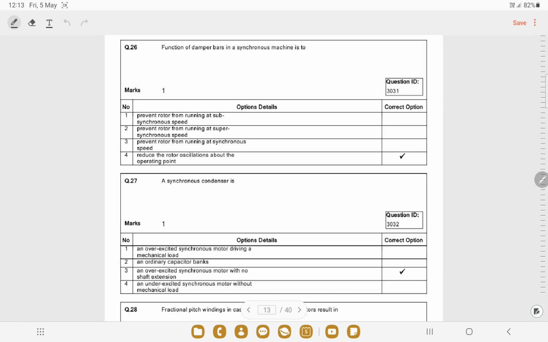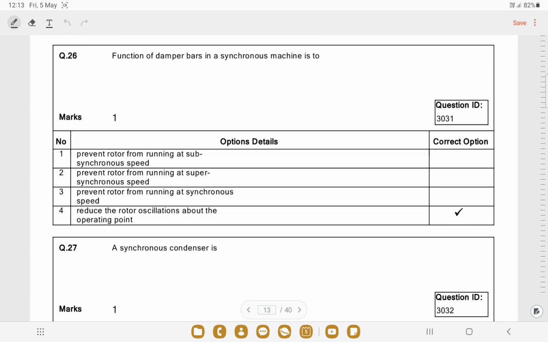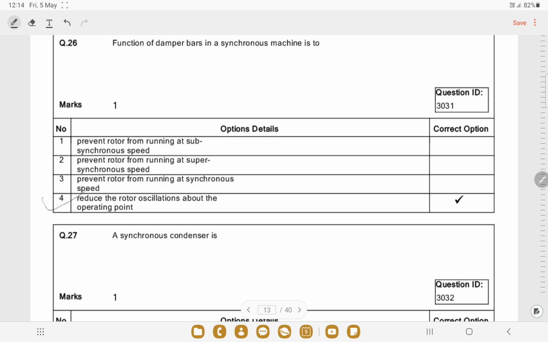Next question we have the function of damper bars in a synchronous machine. Options given: prevent running at synchronous speed, prevent running at super synchronous speed, prevent running at sub synchronous speed, reduce the rotor oscillation about the operating point. So it is used to damp the oscillations of the synchronous machine. So option D, 4, will be the correct one.